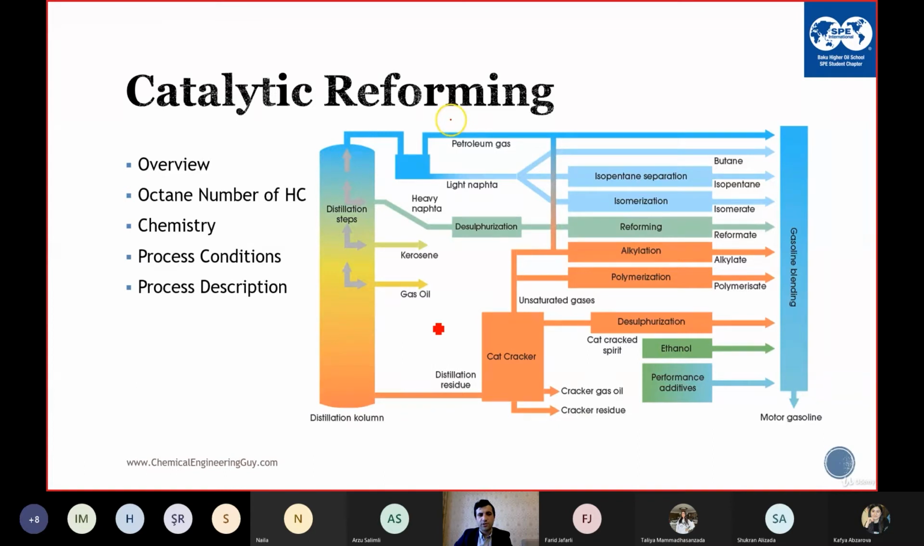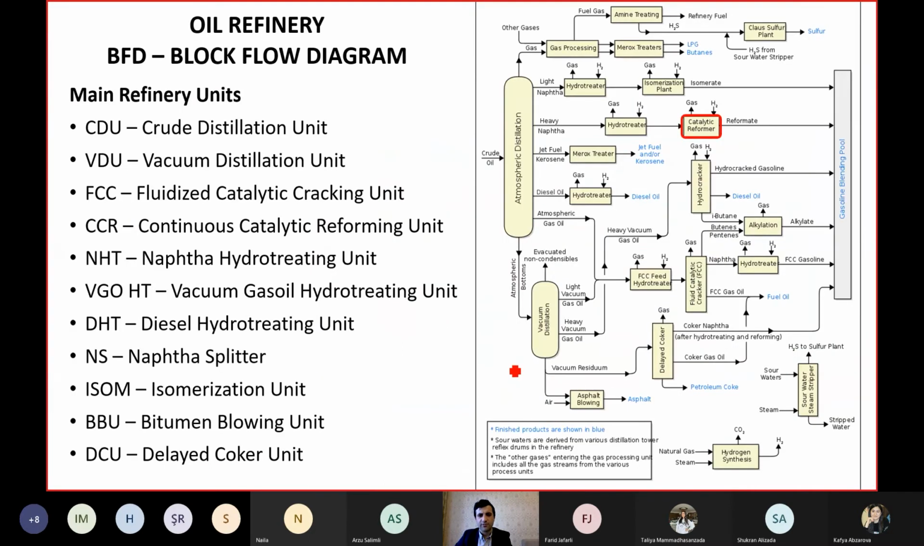So this was about the FCC. Now we have the catalytic reformer. So the vacuum distillation, we said that if we don't have a hydrocracker, this is also sent here to the FCC hydrotreater, then the FCC. But we have the heavy naphtha. Heavy naphtha is sent to the hydrotreater, and the hydrotreated heavy naphtha is sent to the catalytic reformer to produce the reformate. Why? Because the reformate has an octane number of 95 to 100.